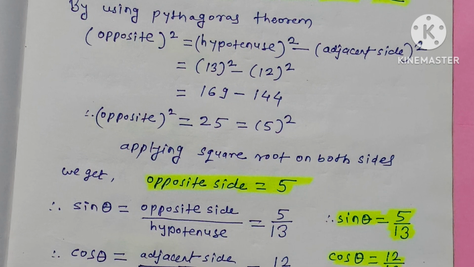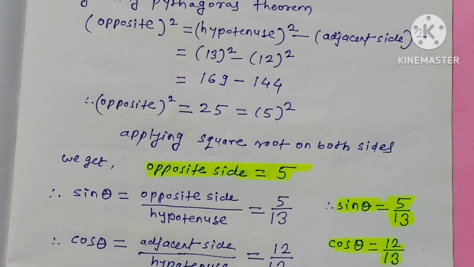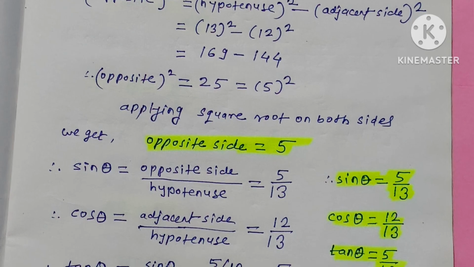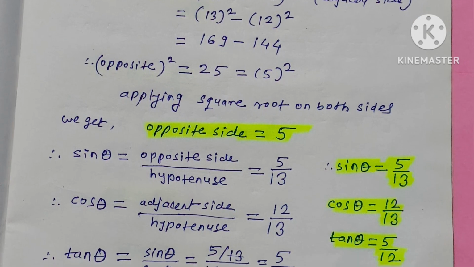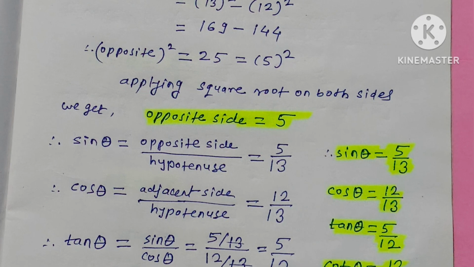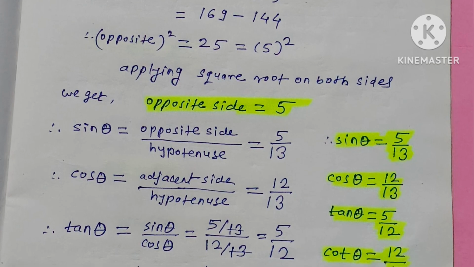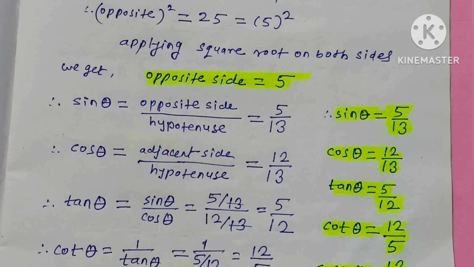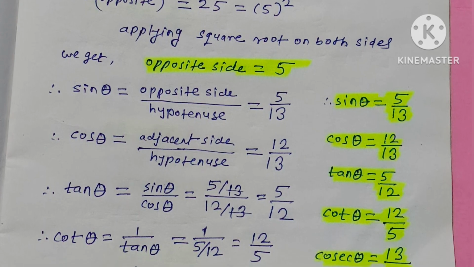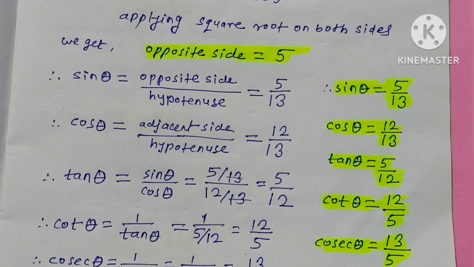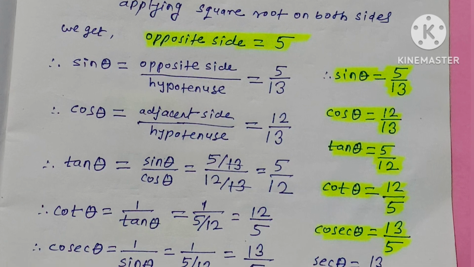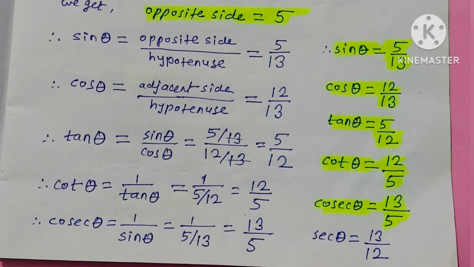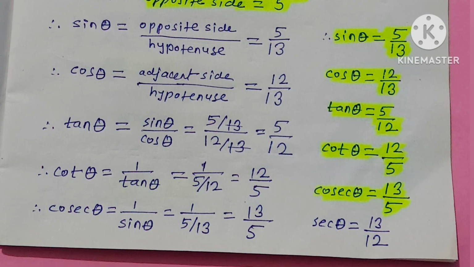We'll use the Pythagoras theorem to find the other side, and we'll get the other side as 5. Then we can calculate sine theta using the formula opposite side upon hypotenuse, then cos theta using the adjacent side upon hypotenuse, tan theta using sine theta upon cos theta, cot theta using 1 upon tan theta, and cosec theta using 1 upon sine theta. Or you can also use the ratios of the sides in order to calculate tan, cot and cosec. Okay.